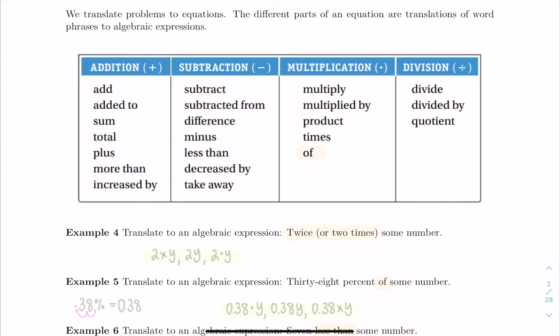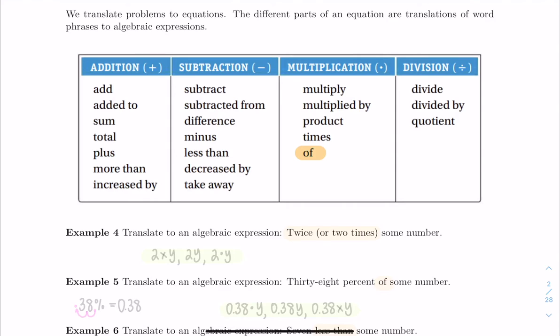If you see the words subtract, subtracted from, difference, minus, less than, decreased by, or take away, that is going to translate into a subtraction sign. If you see multiply, multiplied by, product, times, or of, you'll see this one a lot. That is a multiplication. And then if you see divide, divided by, or quotient, that's going to be a division sign. So let's go ahead and translate the algebraic expressions.